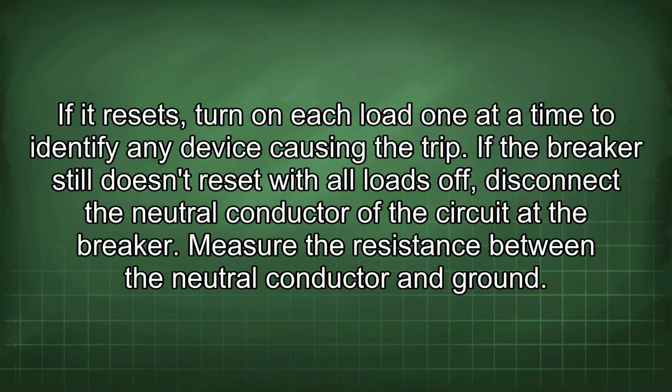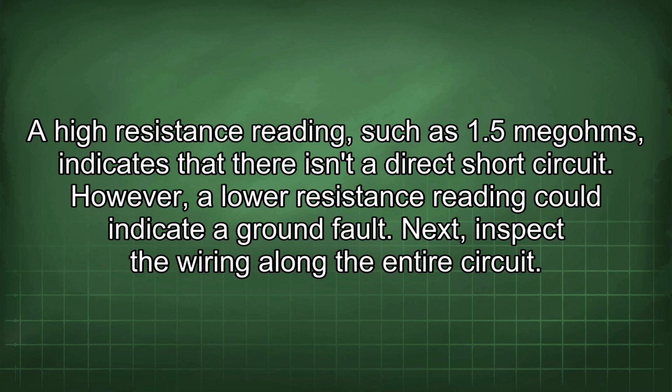Measure the resistance between the neutral conductor and ground. A high resistance reading, such as 1.5 megohms, indicates that there isn't a direct short circuit. However, a lower resistance reading could indicate a ground fault.